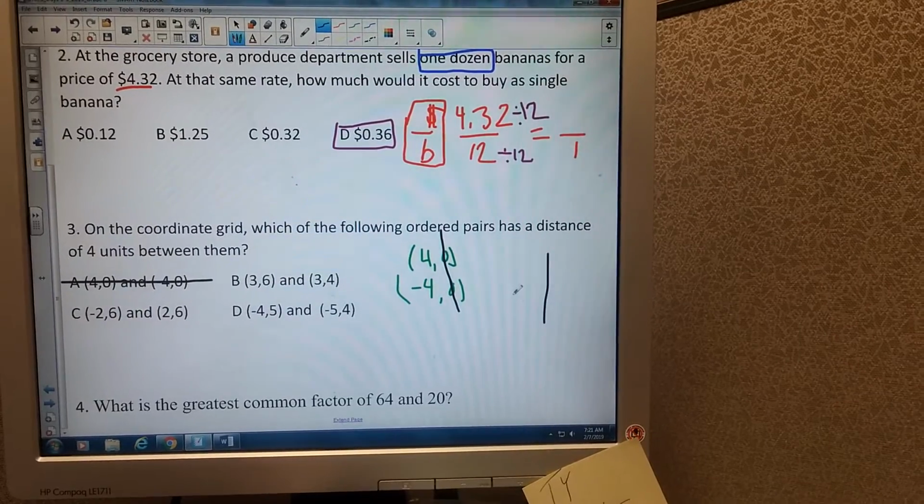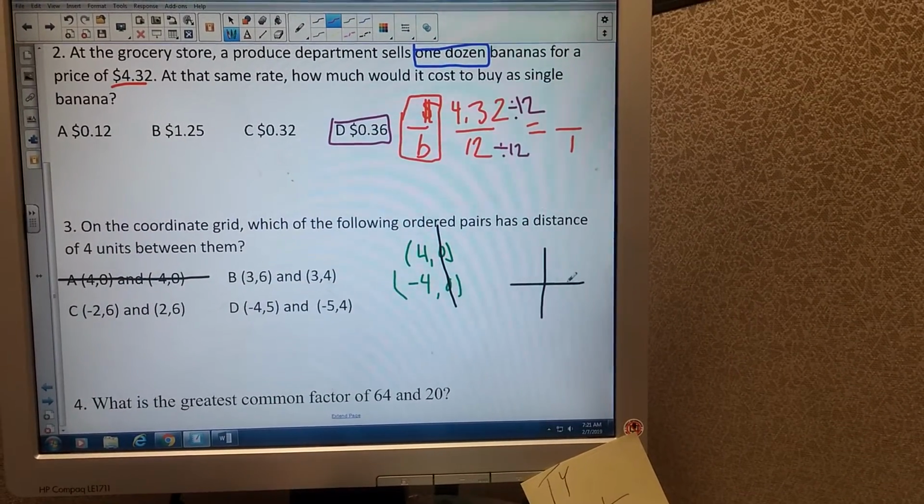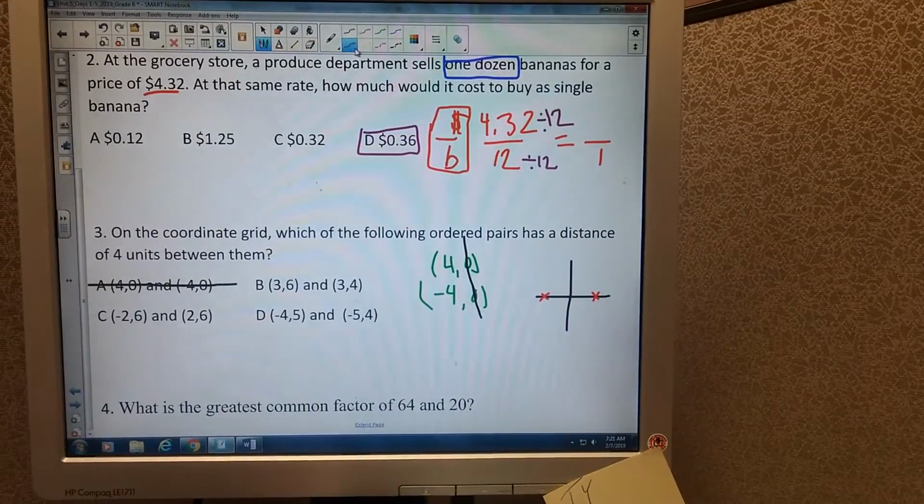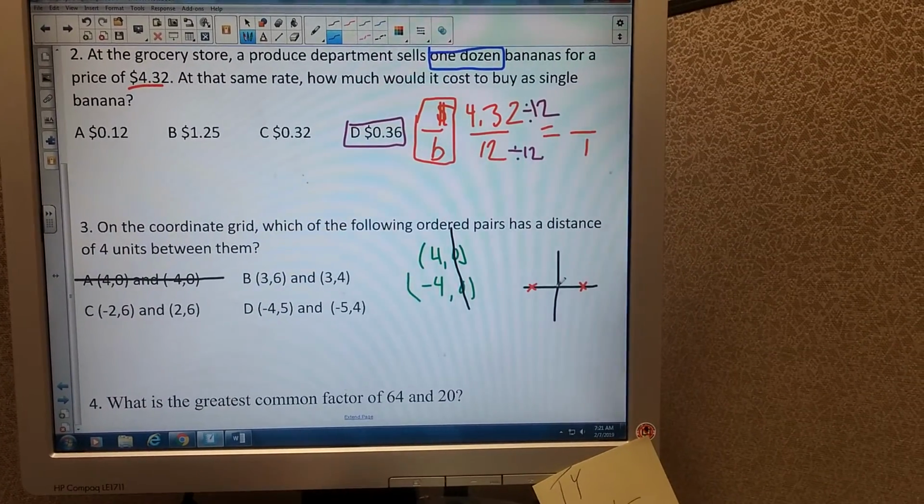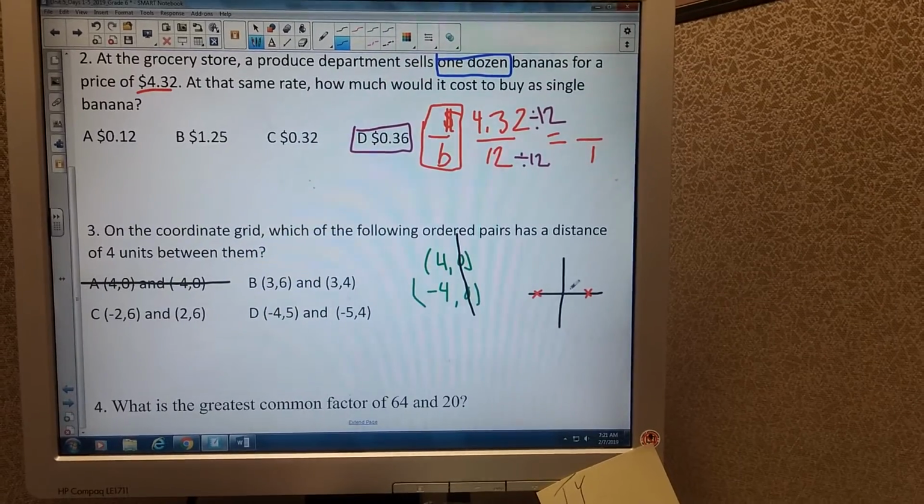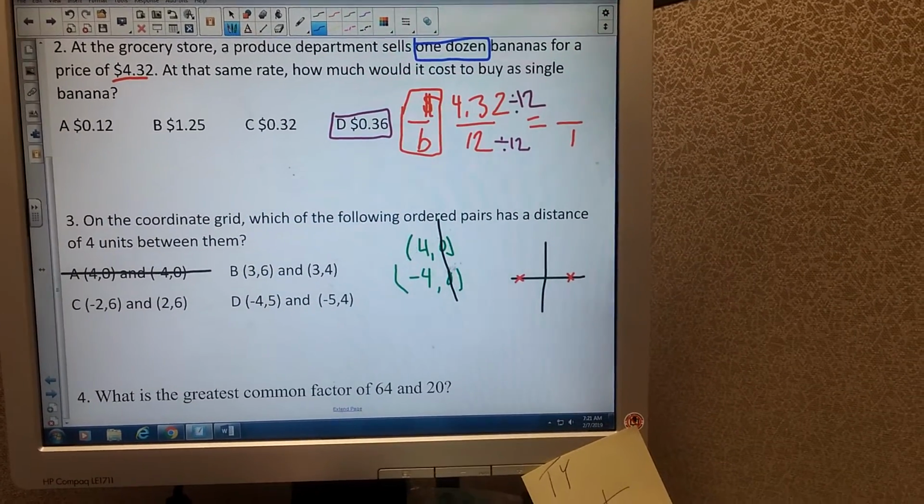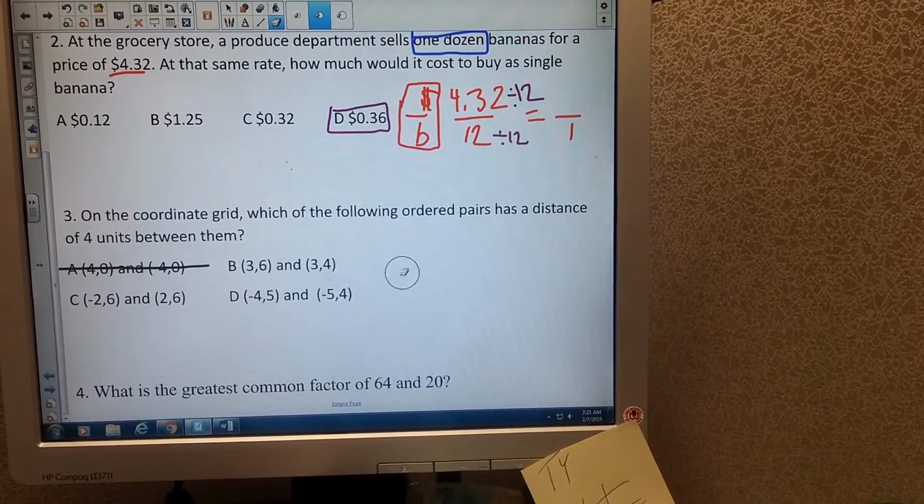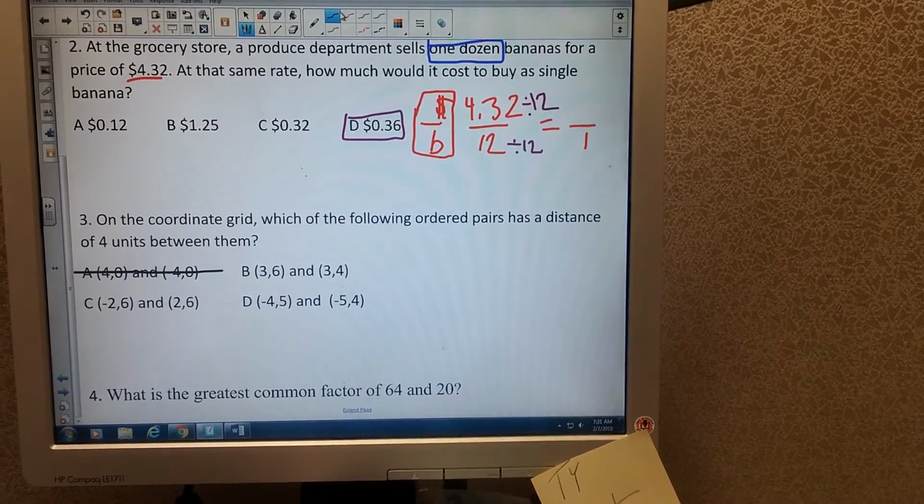Think about it. (4, 0) on the number line is located about right here. (-4, 0) is located about right here. From -4 to 0, that's already 4 units. From 0 to 4, that's another 4. So these are actually 8 units apart. A is definitely not the correct answer choice. So now let's move on and try answer choice B.